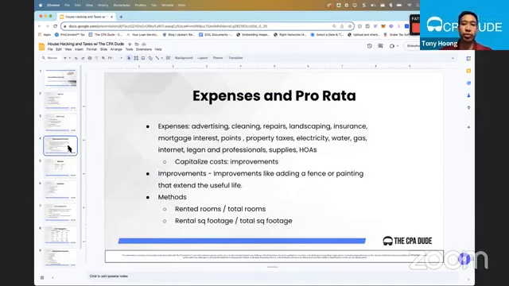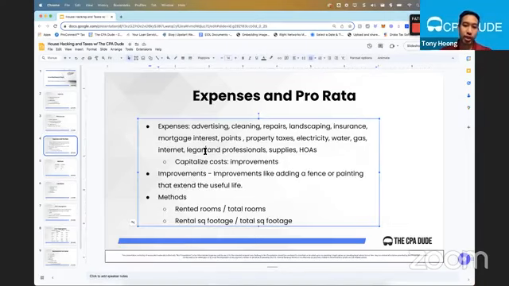So diving right into it. About house hacking, what expenses can you take? Some examples to keep in mind: if you're doing any ads to get people into the door, cleaning, repairs on the house itself if anything gets ruined or if you just want to make some updates, landscaping, insurance, mortgage interest, points if you pay any, property taxes, electricity, water, gas, all your utilities, internet, legal and professionals, supplies, and HOA fees. Those are expenses that you can write off within the current year.